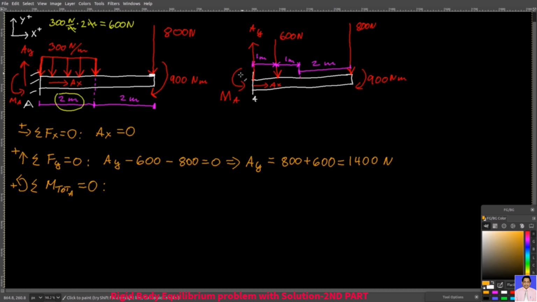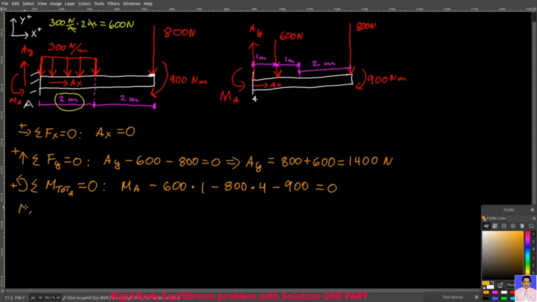And so we assumed MA to be counterclockwise, so it's positive, then minus 600 times 1, so it's this force from the distributed load, and it's 1 meter away from point A, minus 800 times 4. So that's this force times this 4 meter moment arm. And then you have a clockwise couple moment here as well. So it's minus 900. And all that must be 0.